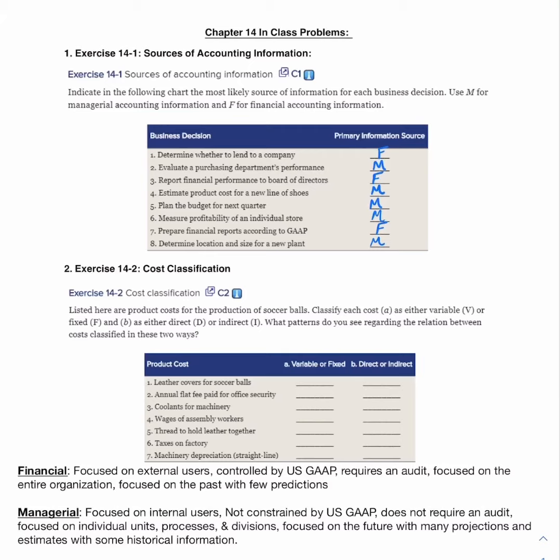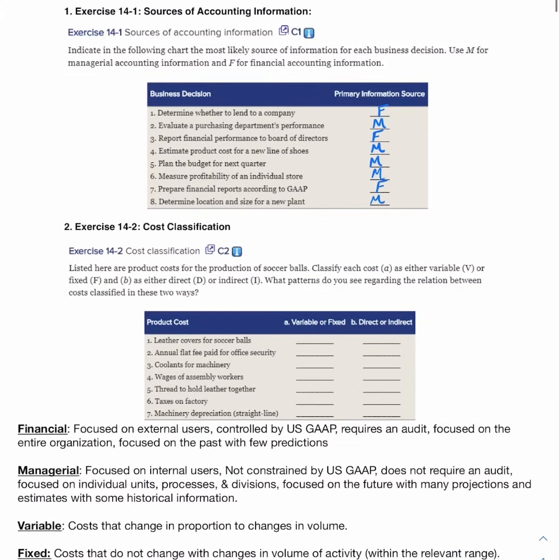Now, in managerial, we don't have that focus on US GAAP. The very next thing we want to talk about is whether this information needs to be audited. For financial accounting, yes, we get an annual audit at the end of the year. Auditors come in, look through our books and records, and try to make sure we have reported everything properly. In managerial accounting, that is not required. Typically, for financial accounting, our focus is on the entire organization, whereas for managerial, it is typically based on a small area, an individual unit, process, division, something along those lines.